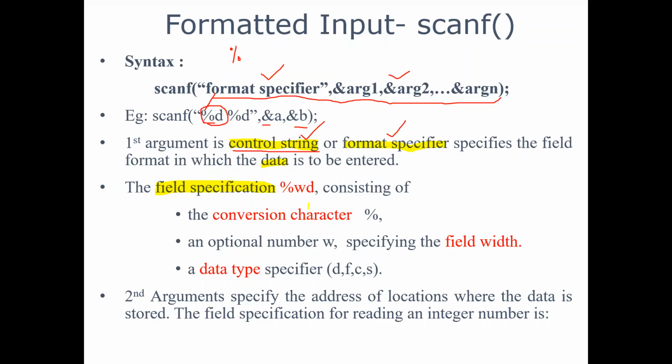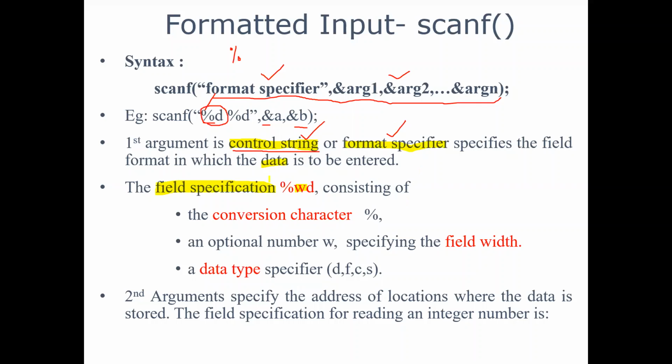Here you can see there is an optional thing to be mentioned when giving the format specifier, that is %wd, where w is the width. Got it? w is nothing but the field width, which is sometimes optional. If you want to mention the field width, you can specify it. I'll show how. Using the field specification or format specifier, we can neatly get the input and also print the output.